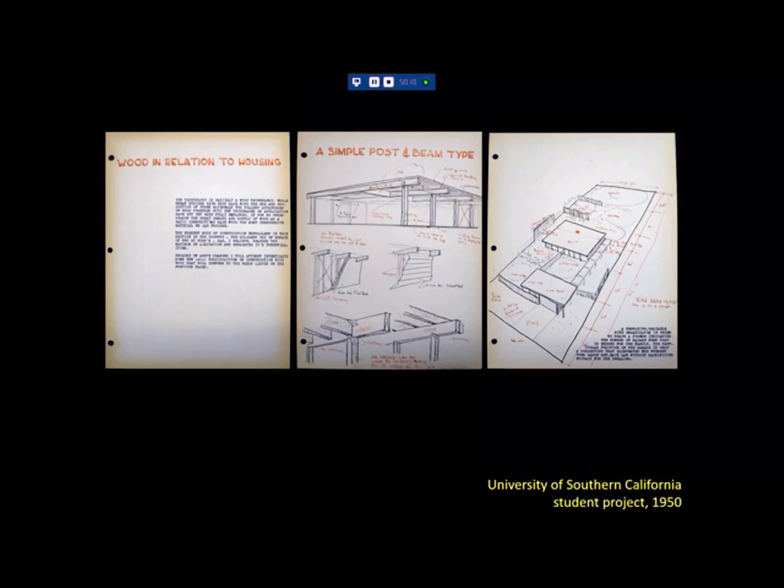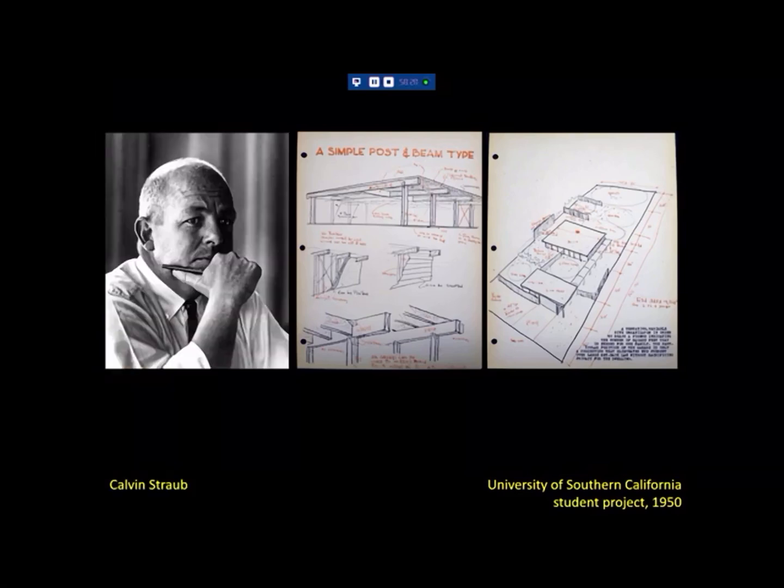And the man who was promoting this, his great teacher at the time, was a man called Calvin Straub. He looks like a mean bugger, doesn't he? Would you like him doing your crits? I think you'd prefer me. I haven't got a crew cut. And Calvin Straub was really the person behind what became known as the USC style. The architecture that came out of the school was like this. It was also known as the Pasadena style because architects in Pasadena, just north of Los Angeles, northern suburb, were building in this way. But it was this simple post and beam type.